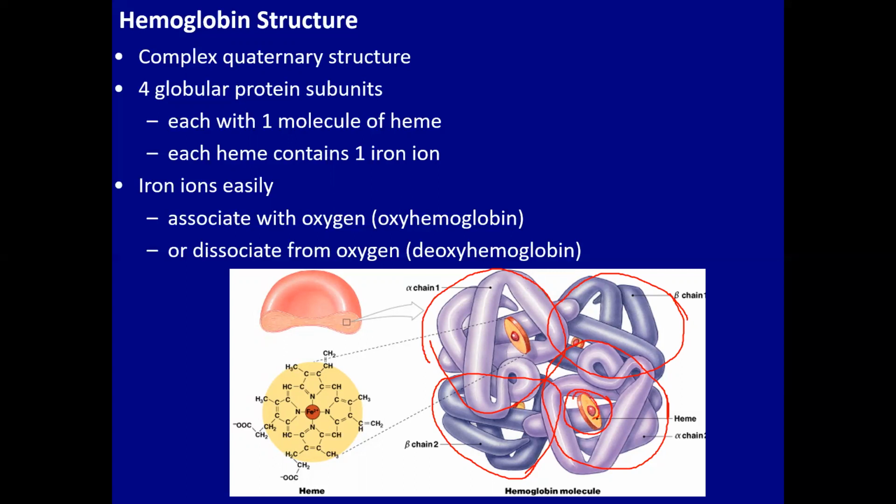Here is your iron ion. Oops, iron ion right there, right? And you can see it in the chemical structure right here. Iron is necessary because it associates with oxygen, or it can disassociate from oxygen, and that's called deoxyhemoglobin, right? So it can easily grab on and easily let go.